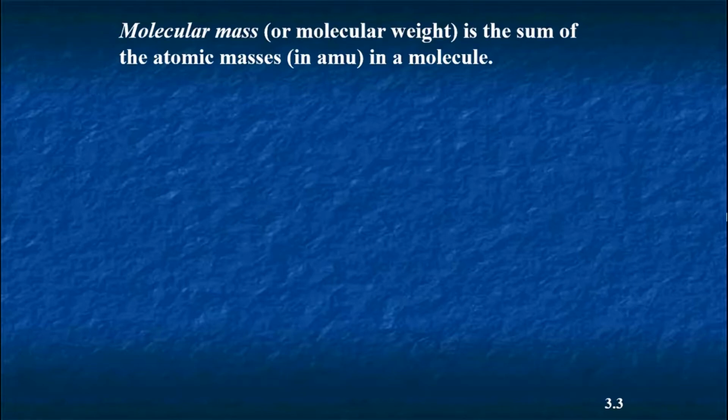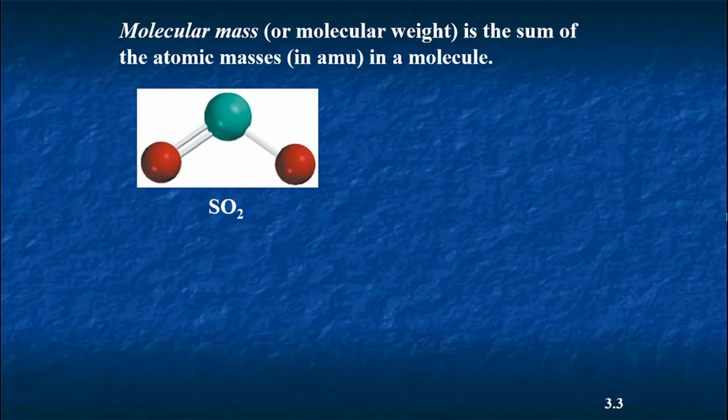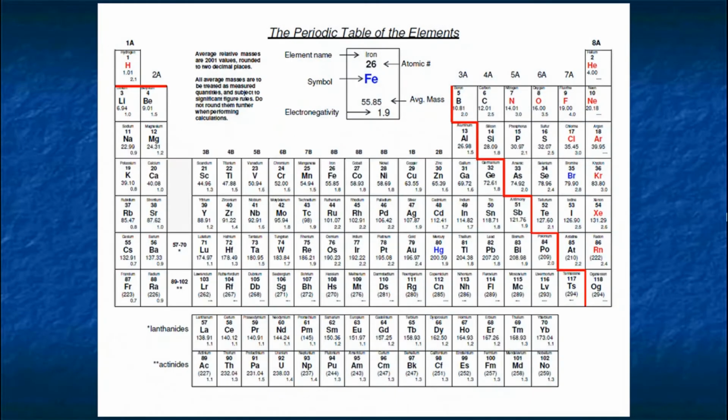So let's talk about something called the molecular mass or molecular weight. This is the sum of the atomic masses in AMU in a molecule. Let's consider sulfur dioxide. And here's a representation of it. Again, what we'll do is go to the periodic table and look at the elements that make up this compound, right? So we have oxygen and we have sulfur, and we're going to look at the atomic masses of each. So 16 for oxygen, 32.07 for sulfur.